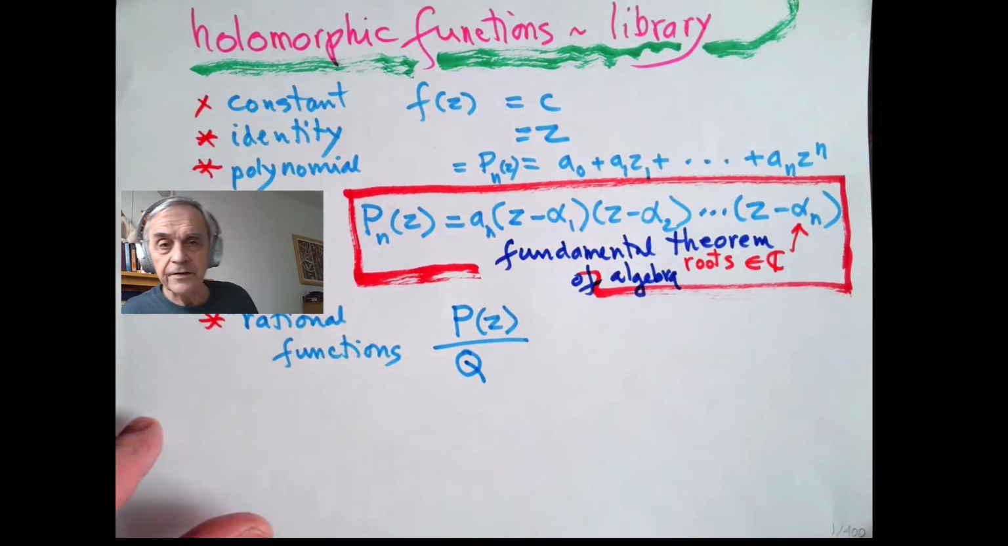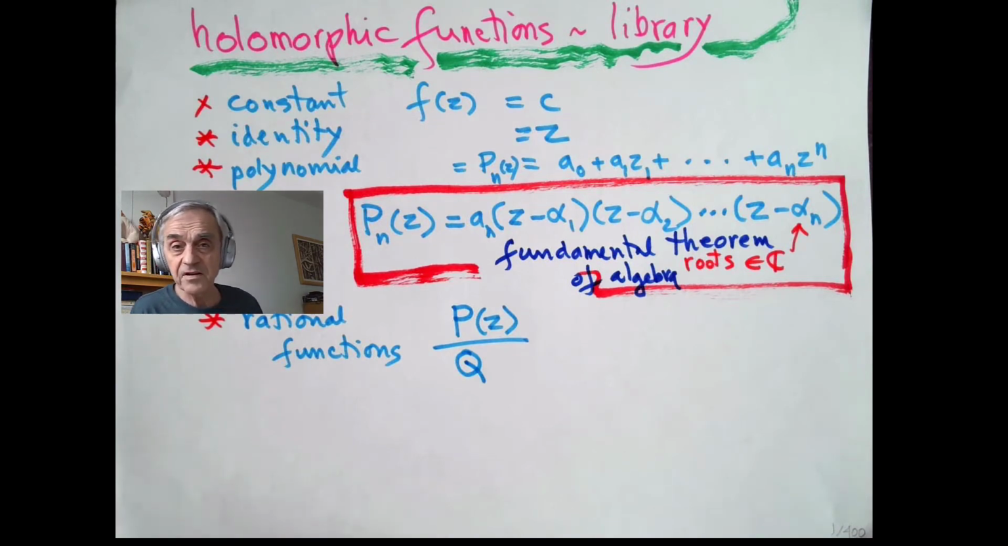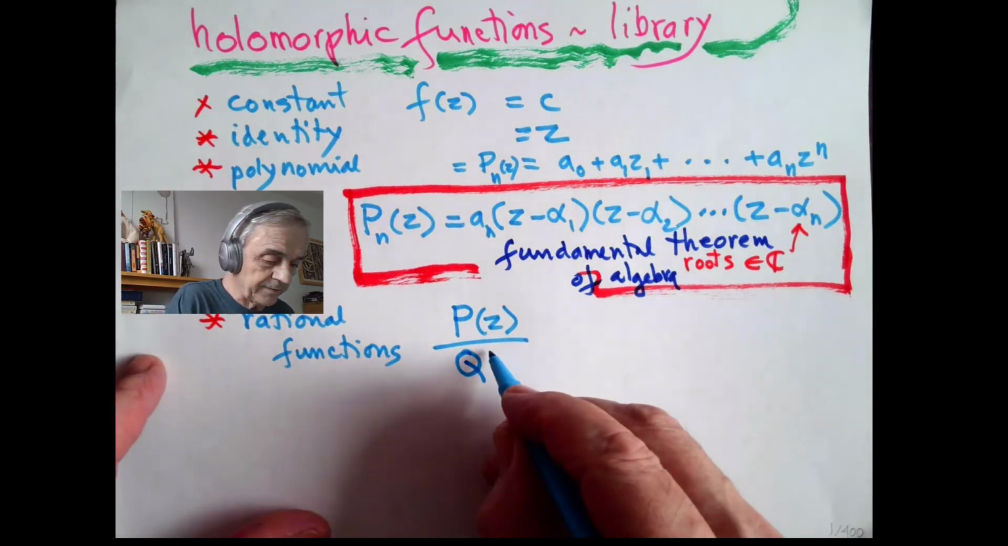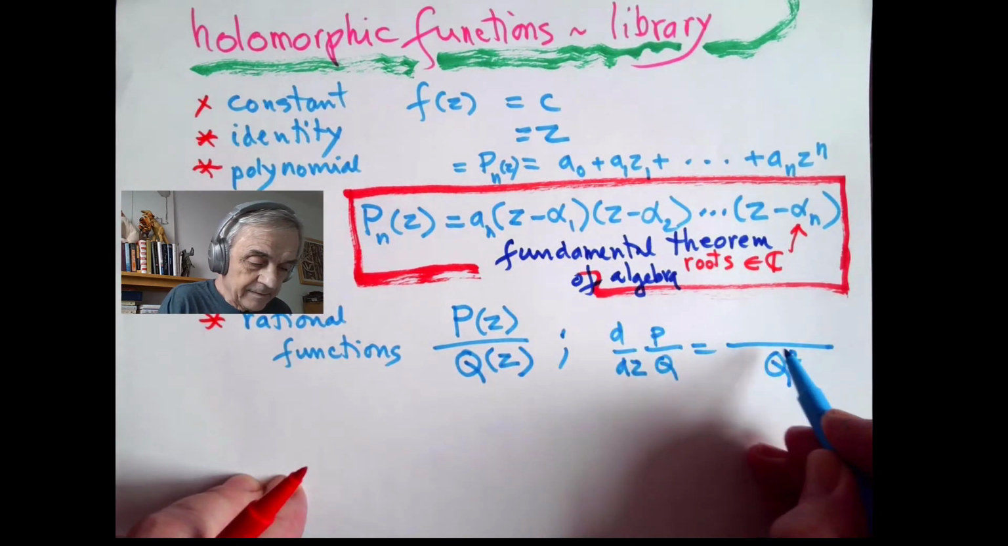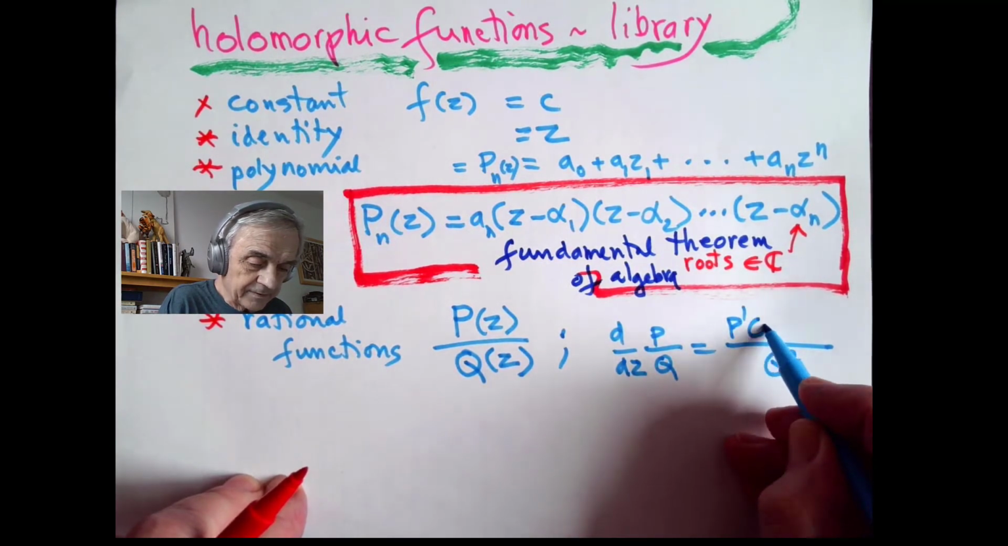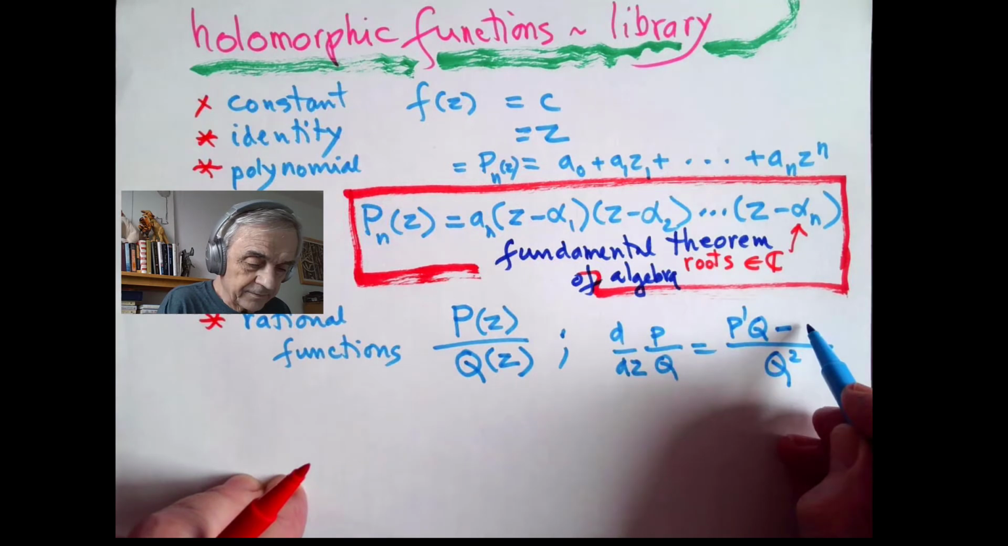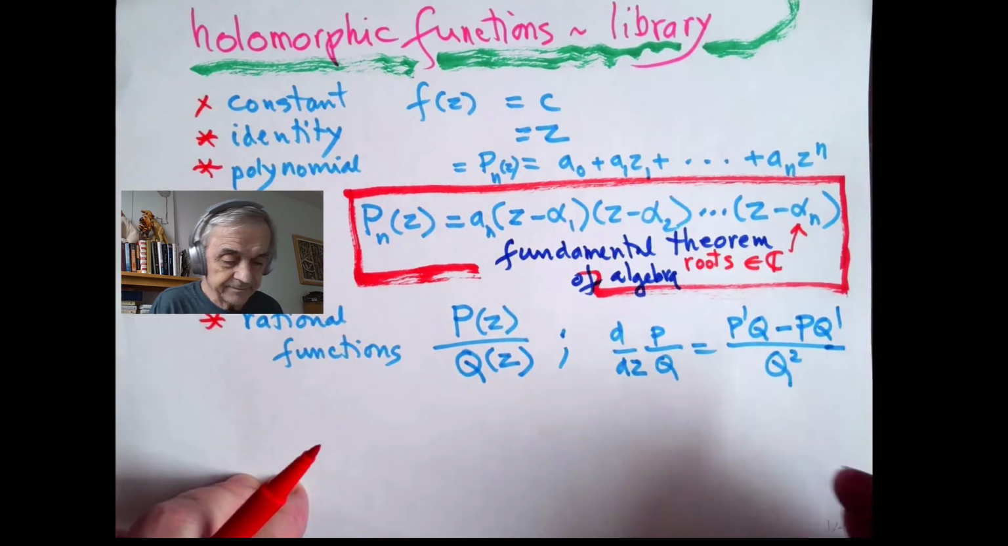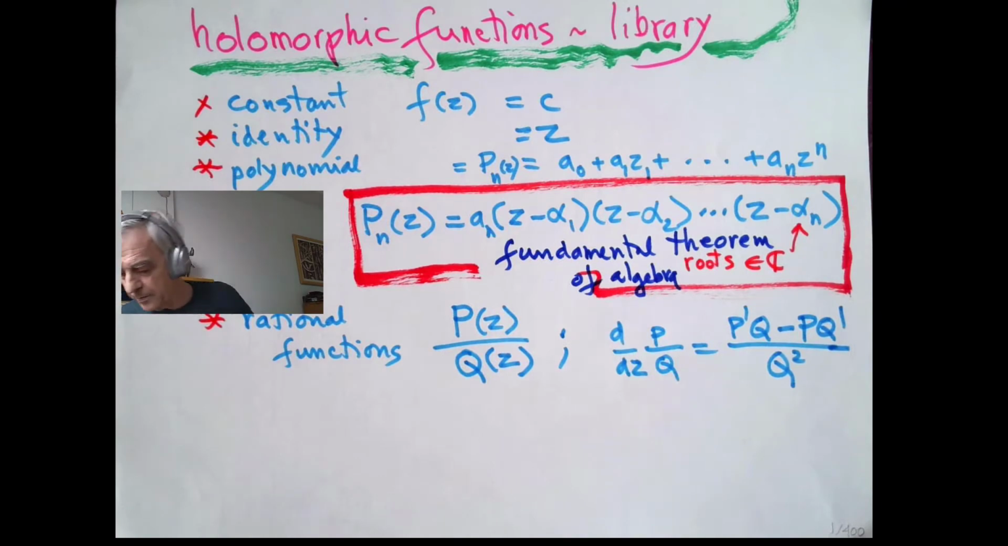So next come rational functions, which is just ratios of two polynomials. You take the derivative of upstairs minus the derivative of downstairs, and there is no problem in taking that.